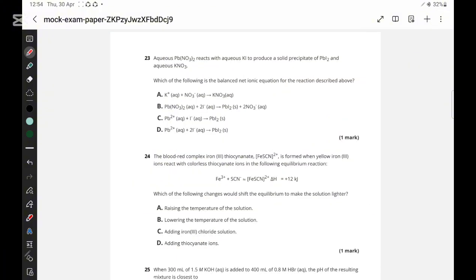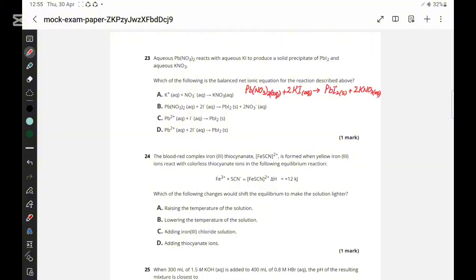Next question, they are saying lead nitrate reacts with aqueous potassium iodide to produce a solid precipitate of lead iodide and aqueous KNO3. So we have to write the net ionic equation. What happens when lead nitrate, which is in aqueous form, reacts with potassium iodide, also in aqueous form? They are going to form PbI2, which is in solid form, and 2KNO3 in aqueous form.